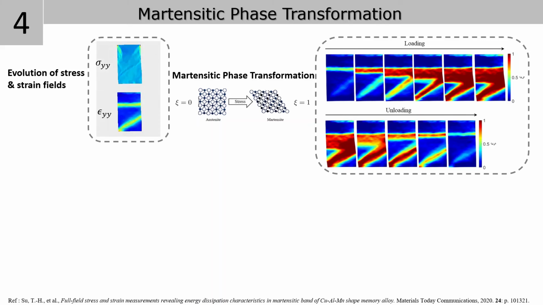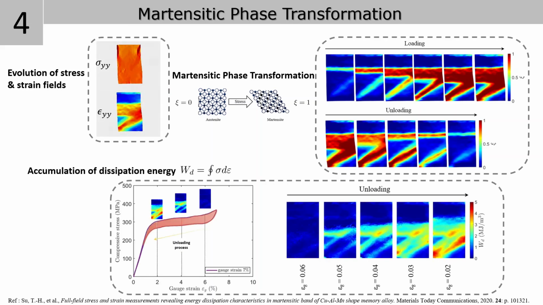During the loading process, we can observe two bands of Martensitic phase transformation progressively forming in our specimen, one in the horizontal direction and another in an oblique direction. And then as we unloaded our specimen, they progressively disappear. Now, regarding the accumulation of dissipation energy, we can globally estimate it by integrating over the closed loop formed by the average stress strain response.